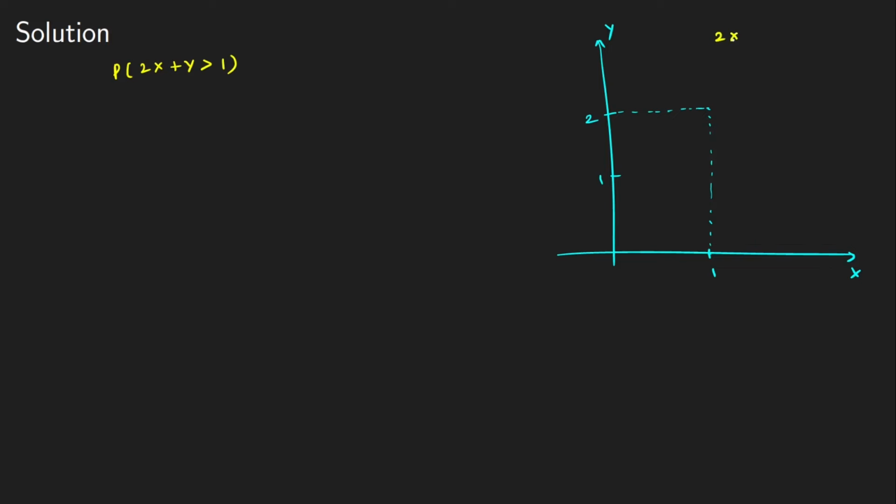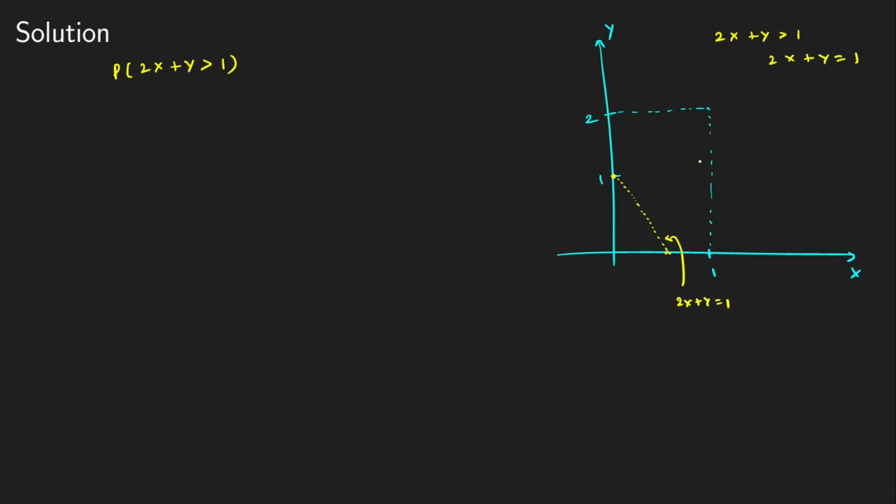So 2x plus y greater than 1, this region we have to find out. First of all, let's see what 2x plus y equal to 1 is. When x equals 0, y equals 1. And when y equals 0, x equals half at this point. So it means 2x plus y equals 1 is this line.